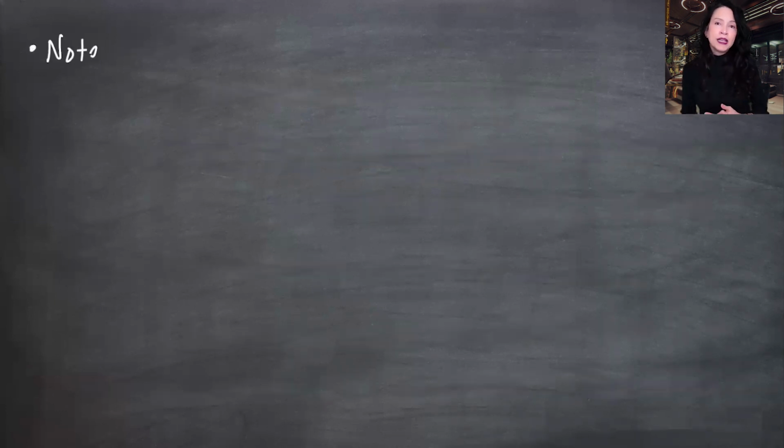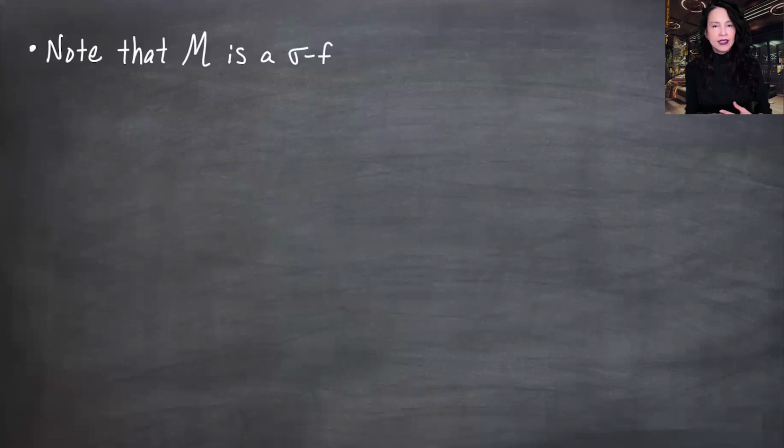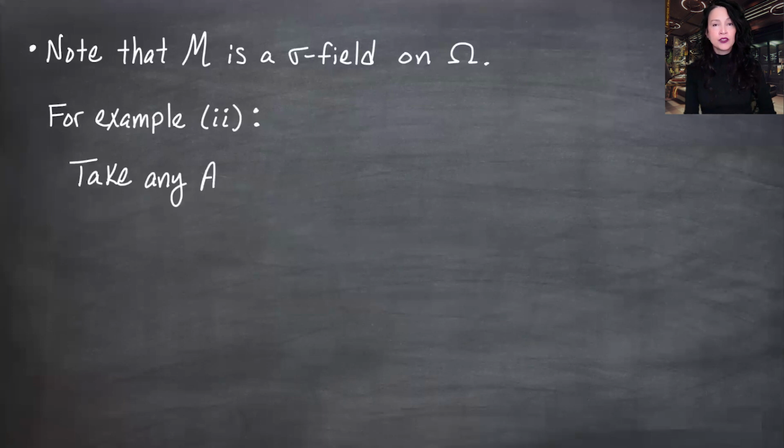Note that curly M is a sigma field on omega. This is our typical show I, double I, and triple I. Sometimes I do all this, sometimes I skip it because we do it all the time. I'm going to split the difference here and just look at double I. I want to show that it's closed under complements. So I'm going to take any set A in curly M.